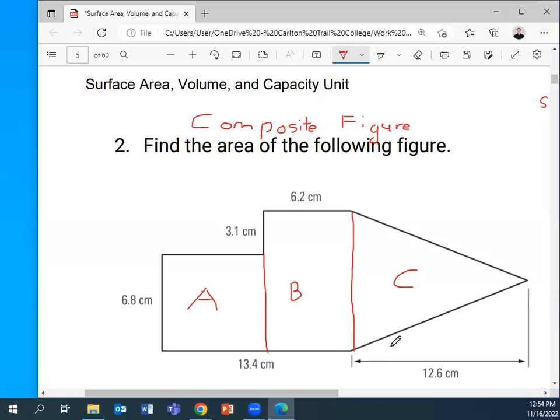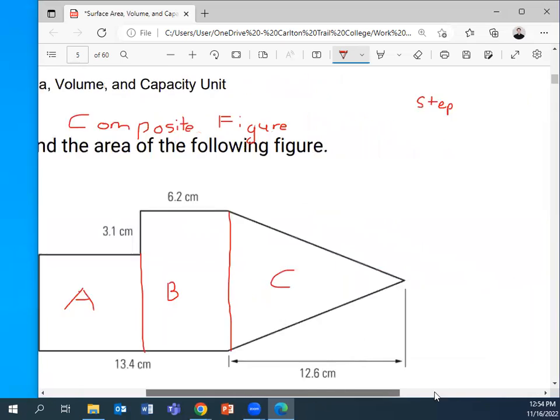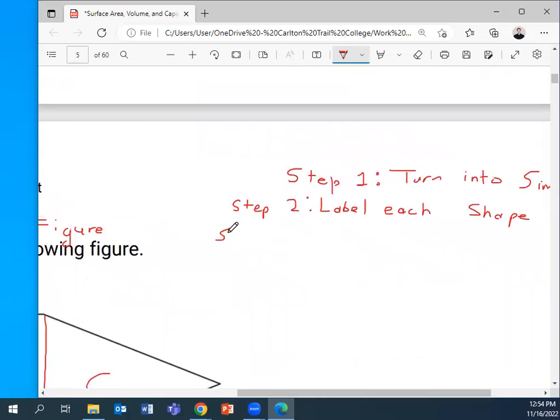Okay, what would be? 13.4 centimeters. Ooh, I like where your head's going. That's the next step here. Once we've labeled it, you're looking ahead to exactly what we need to do next. We need to find the length of all the sides. We have the length of a lot of the sides, but it's not the ones we need. So find the length.